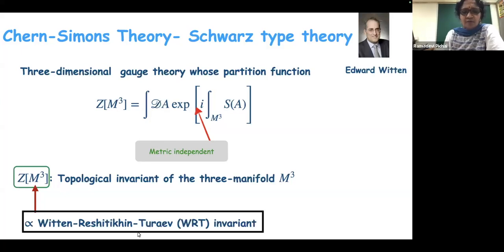Okay, there are a lot of works where by surgery you can obtain these 3-manifold invariants up to some normalization constant. In the literature, you would have heard words like WRT, the Witten-Reshetikhin-Turaev invariant. So the partition function in Chern-Simons theory is, up to a normalization, related to the WRT invariant, which mathematicians keep using.